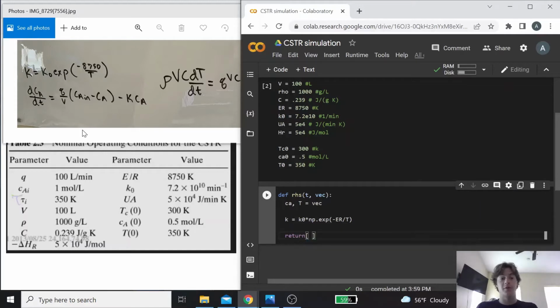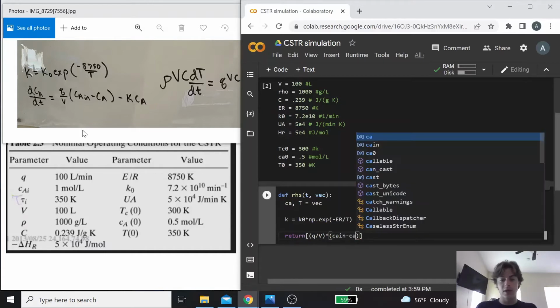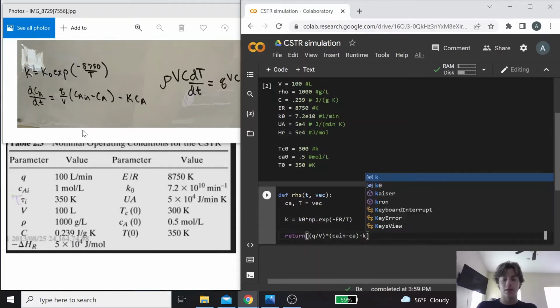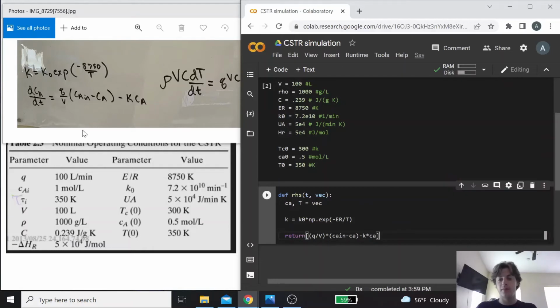And then I will code our differential equation for concentration, which is our flow rate divided by the volume times the concentration in minus the concentration of the tank, minus the rate constant times the concentration of A.